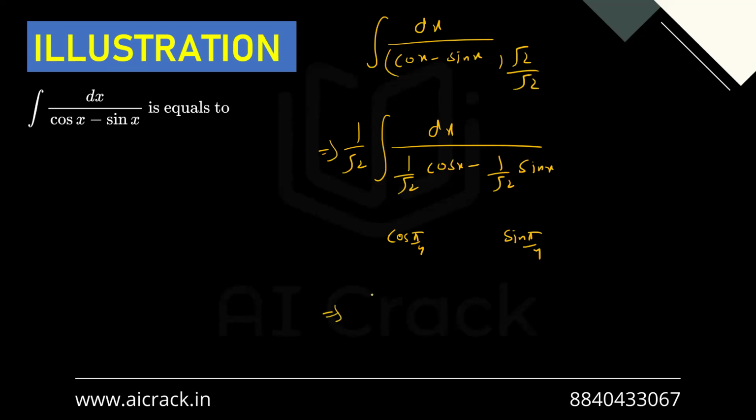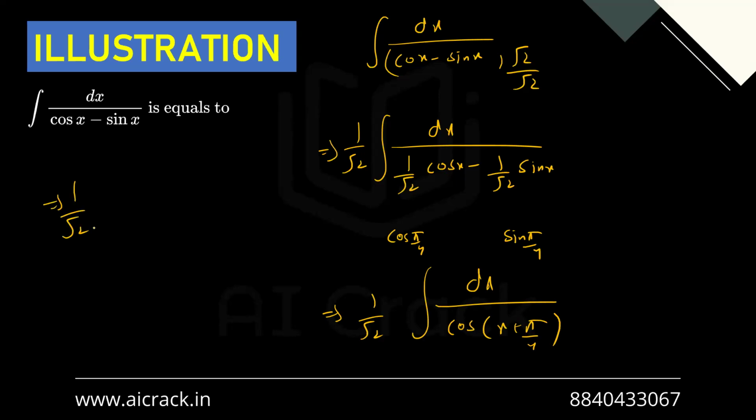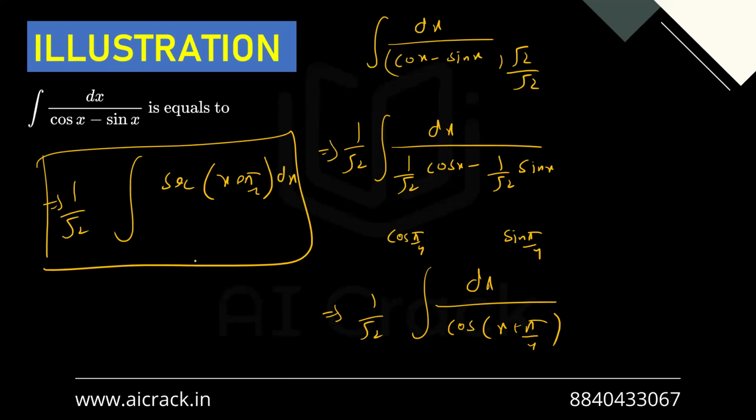So that basically becomes 1 upon root 2 integral dx upon cos of x plus pi by 4, right? Cos a plus b is cos a cos b minus sin a sin b. Now this can be written as 1 upon root 2 integral sec of x plus pi by 4 dx. Now this has become your standard integral, right? We have already derived the integral of sec theta, so you can use that formula to find out the integral of this one.